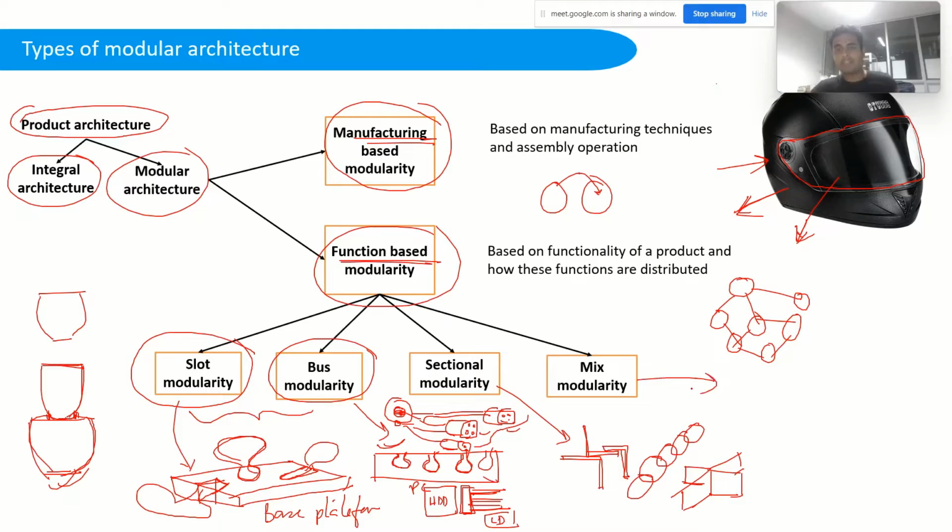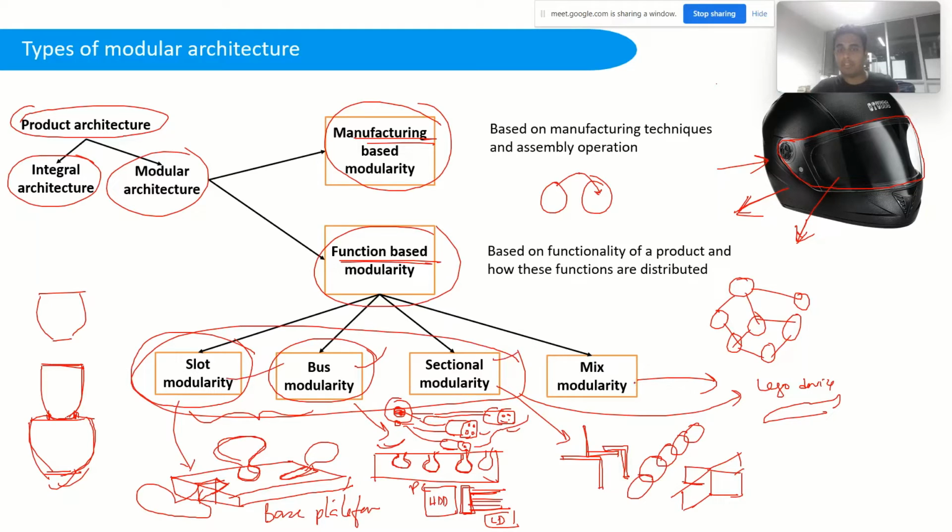The third type is mixed modularity, where we have a combination of all three. Generally, a complex product, something like a Lego-based product or an aircraft, has bus modularity, slot modularity, and sectional modularity. A computer PC would probably represent a mixed modular design. Clear? Yeah. Okay.